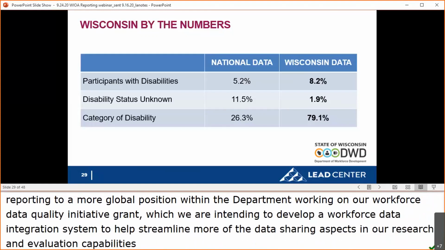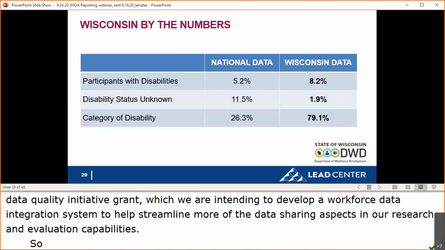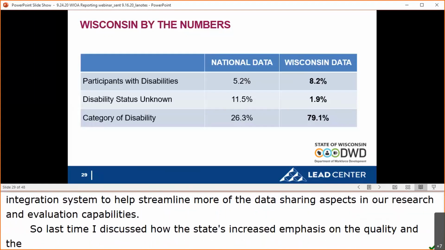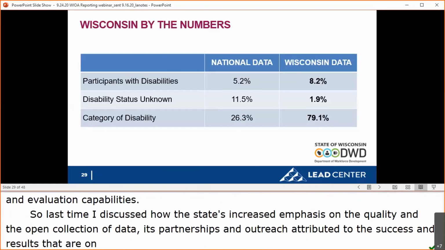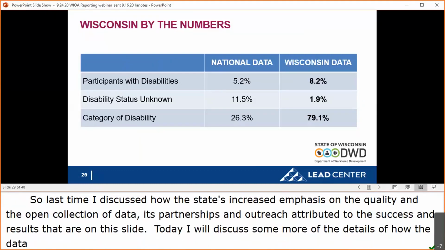So last time I discussed how the state's increased emphasis on the quality and the open collection of data, its partnerships and outreach attributed to the success and results that are on this slide. Today, I will discuss some more of the details of how the data is collected in the system and how we engage our workforce program staff. Next slide, please.